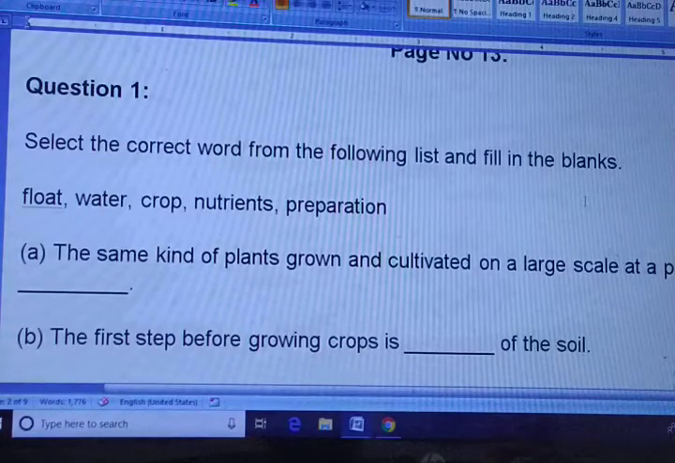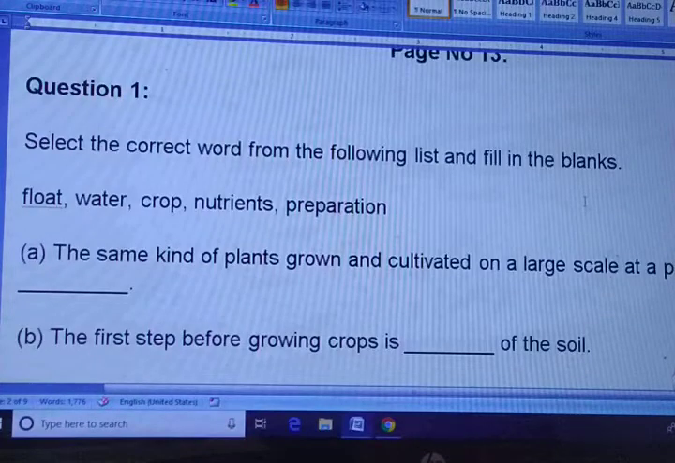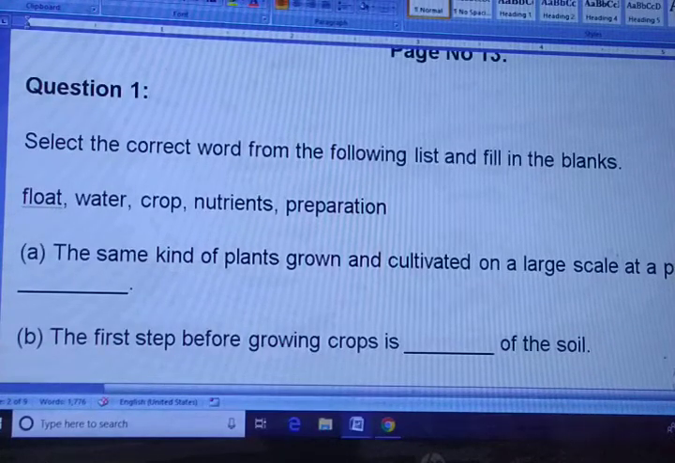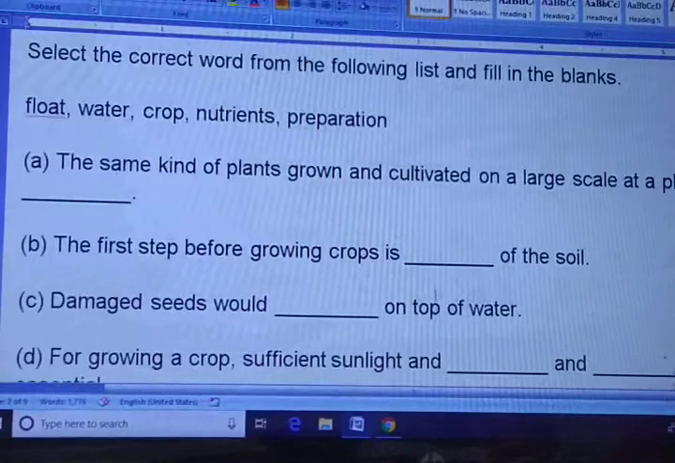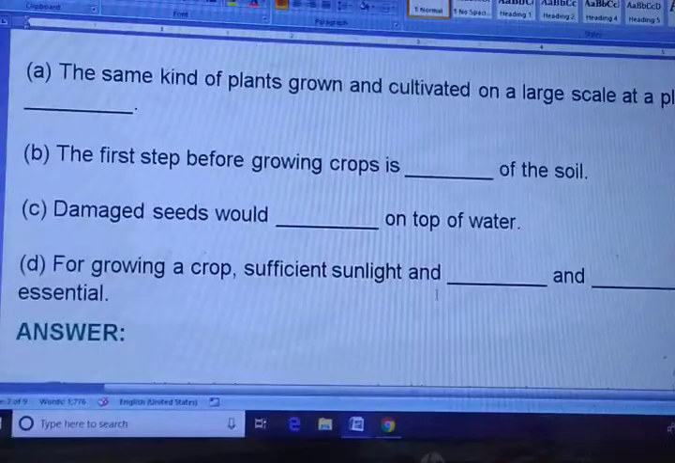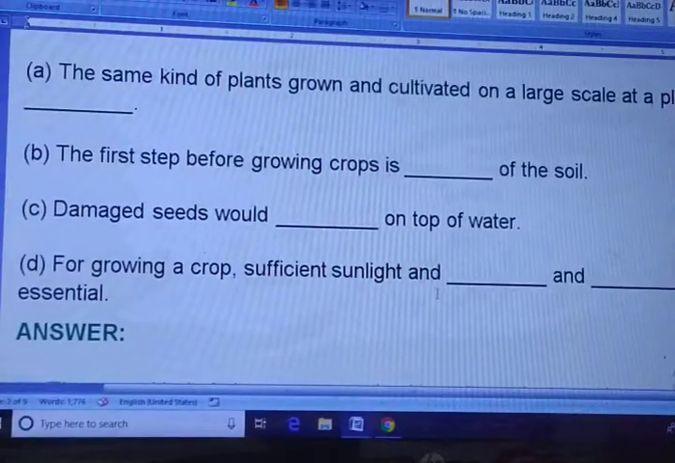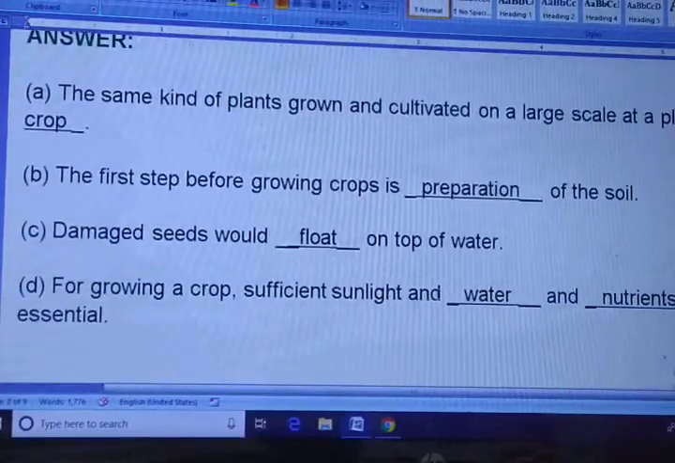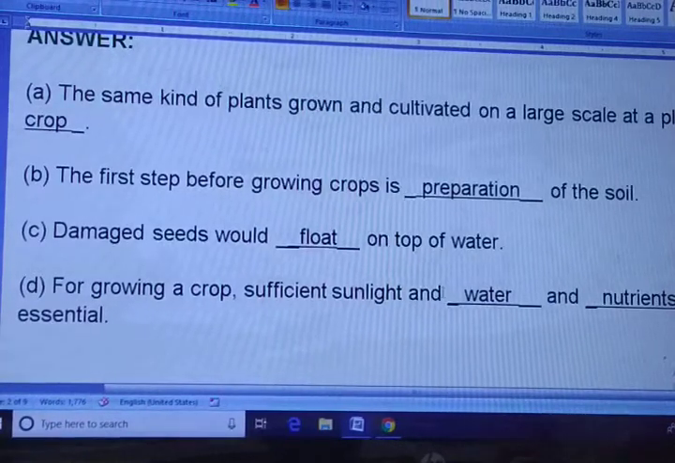The first question is, the same kind of plants grown and cultivated on a large scale at a place is called dash. Can you tell me what it is called? The second question is, the first step before growing crop is dash of the soil. Damaged seeds would dash on the top of water. For growing a crop, sufficient sunlight and dash from the soil are essential. See, all the answers I have written here. You can just check it.